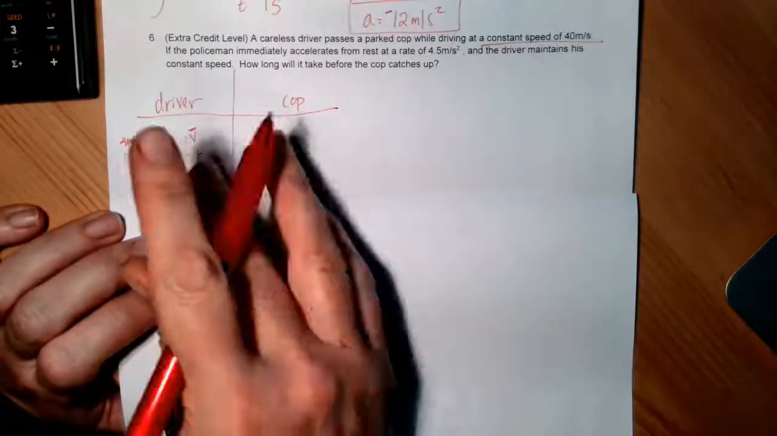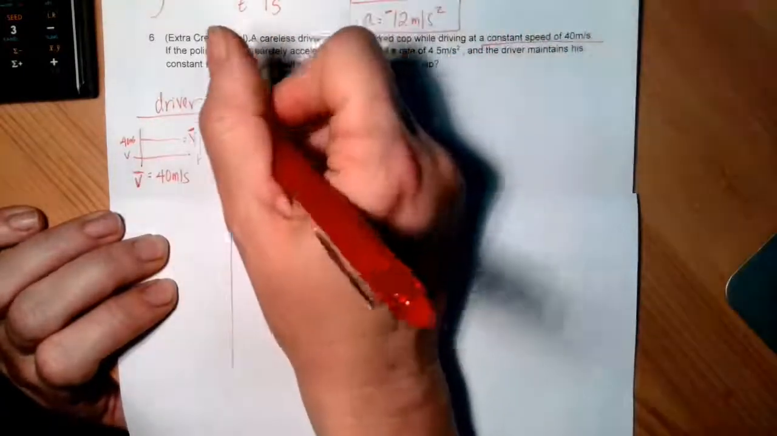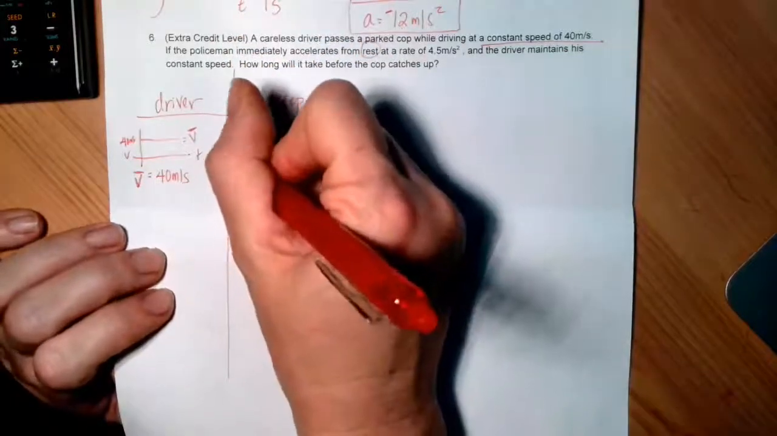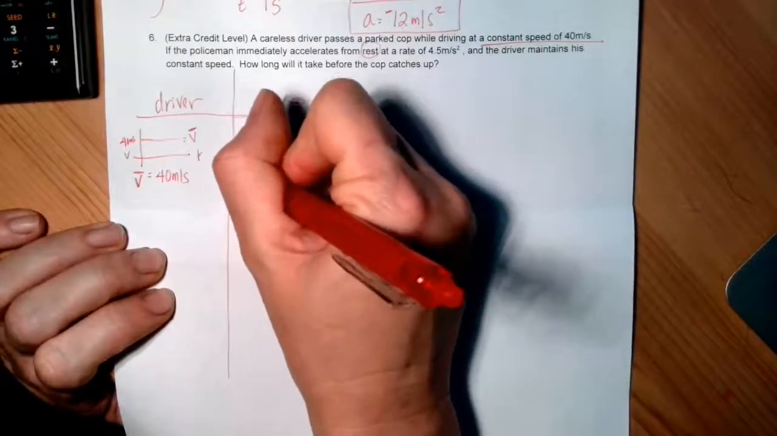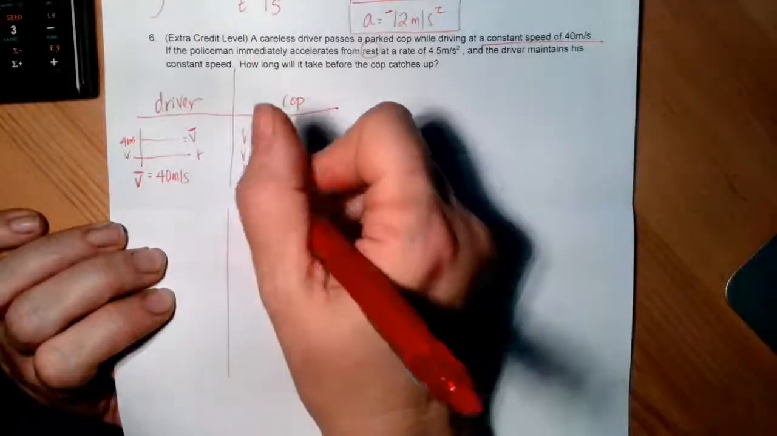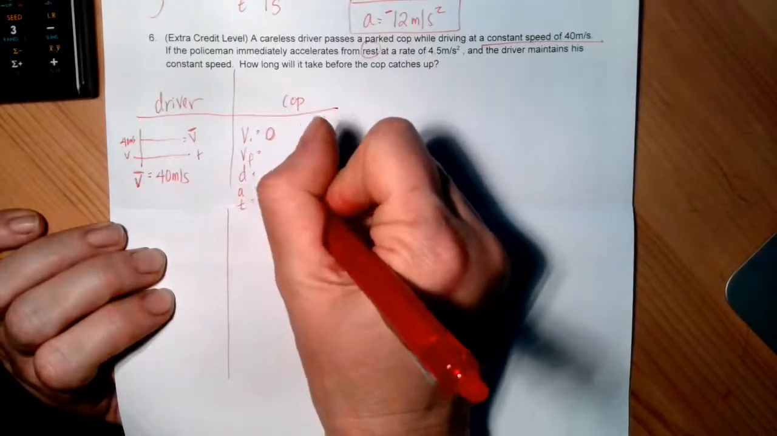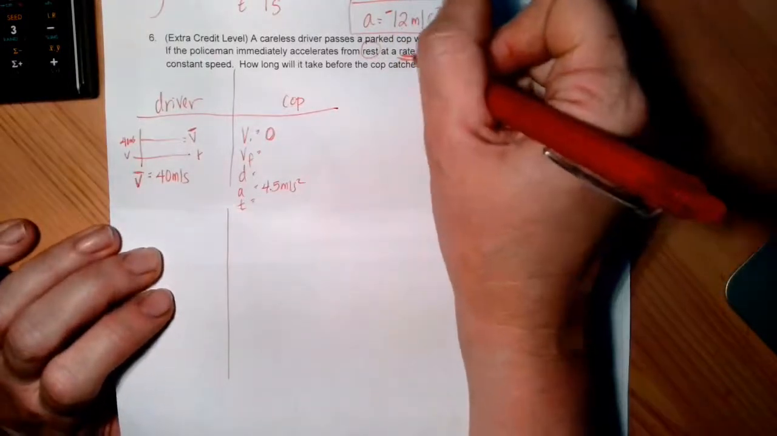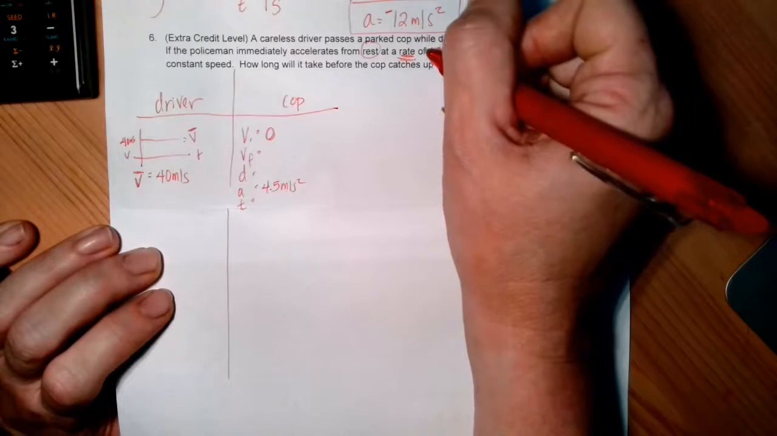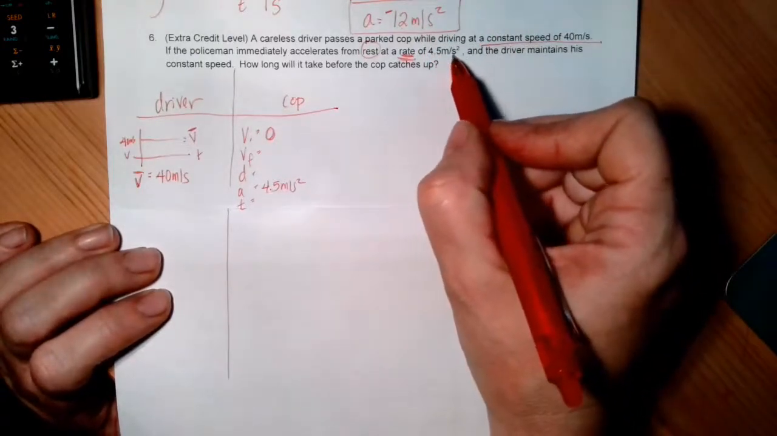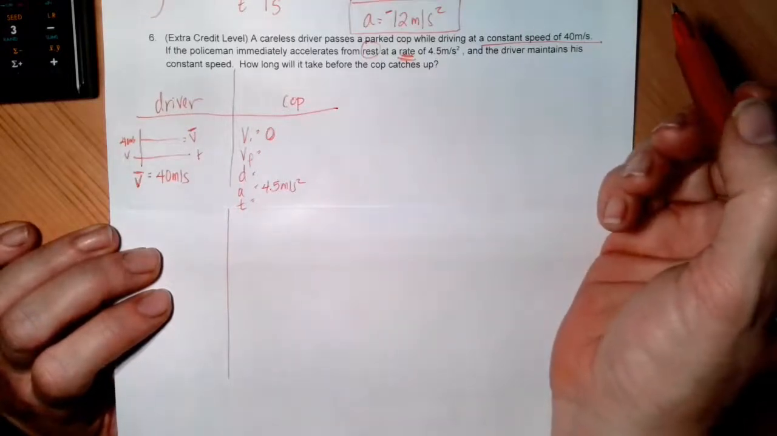Okay? All right? The policeman accelerates from rest. So if I do the whole little thing on him, VI, VF, DAT. The policeman accelerates from rest at a rate of 4.5 meters per second squared. Rate is one of those words you don't want to ignore. It's telling you that it's a rate of change of velocity, which helps tell you it's acceleration. The unit also tells you it's an acceleration. That's meters per second squared. And yes, this is what we know about the cop.